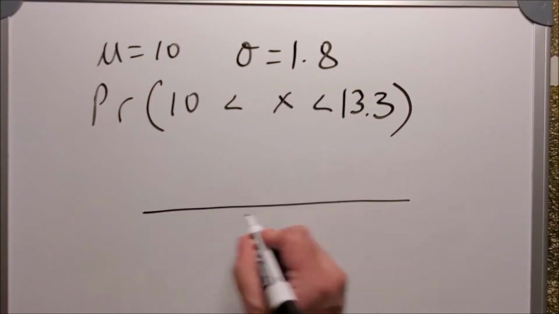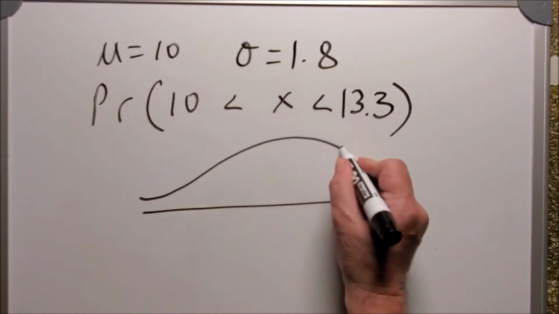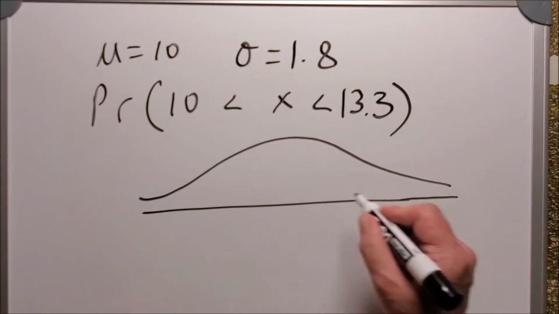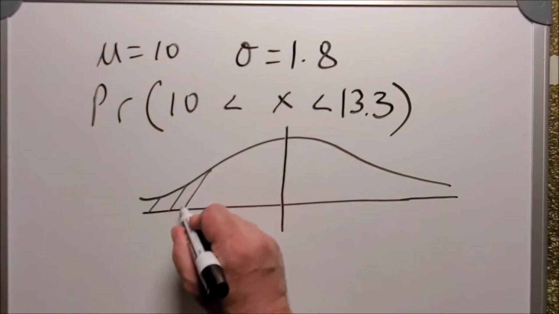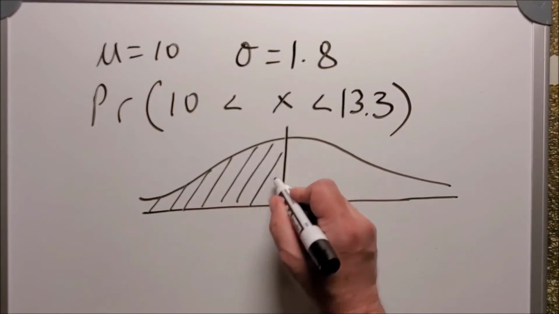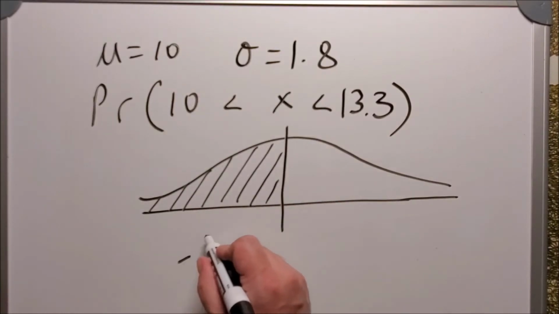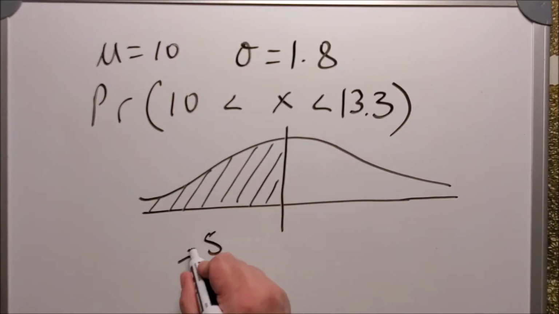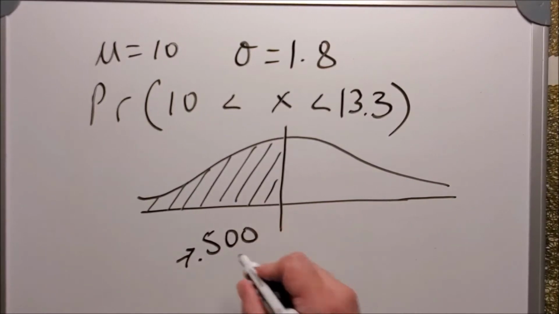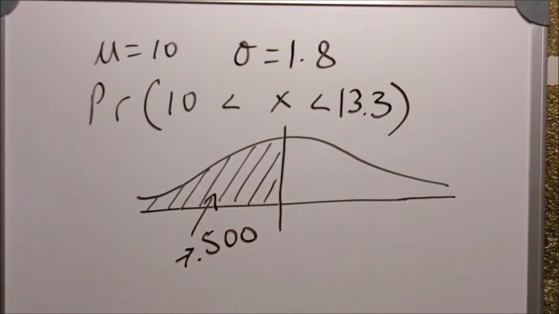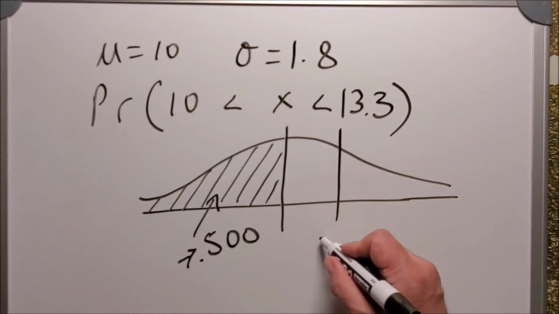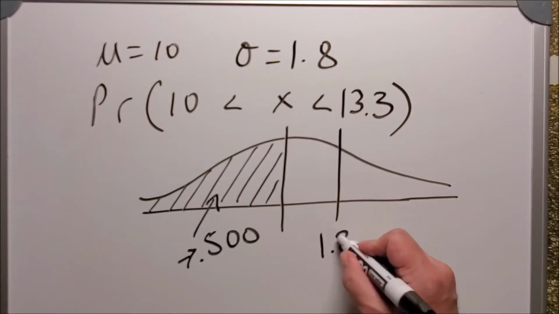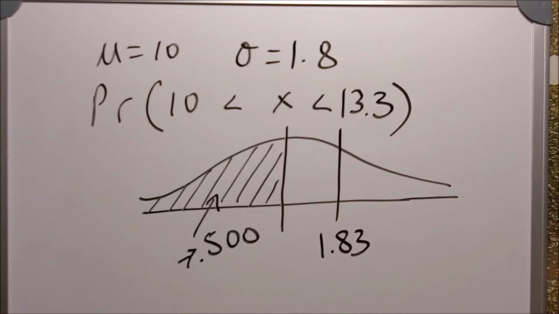Remember, we have a distribution that looks like this, with the mean in the center. That's a z-score of 0. That's what the mean is. And the area to the left of that is 0.5. This is an arrow. So that is 0.5. That's half. And then our second point is at 13.3. The z-score there was 1.83 repeating. I'm just going to go with 1.83.